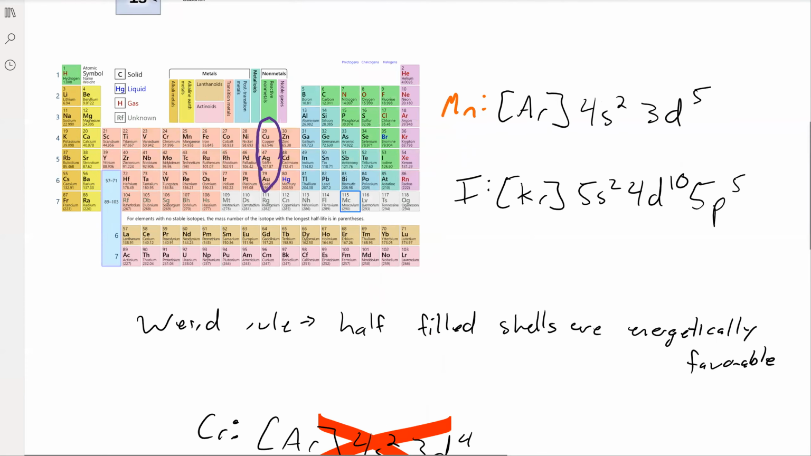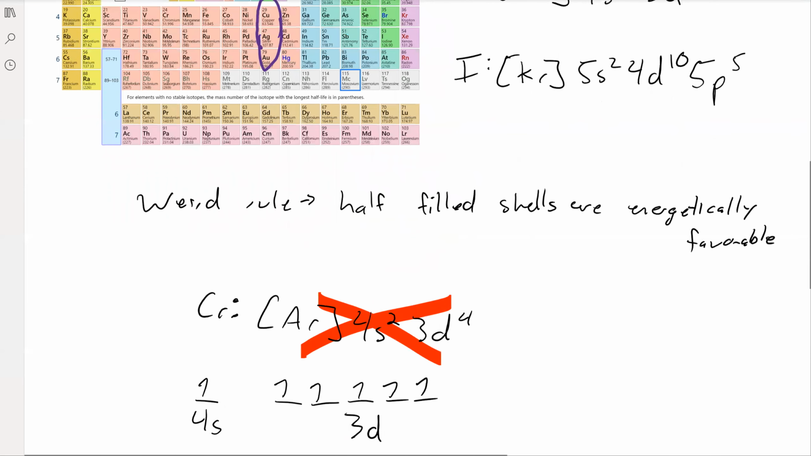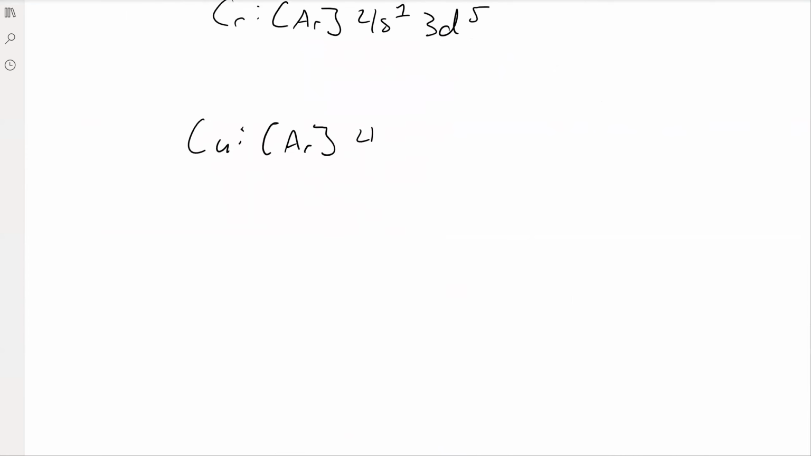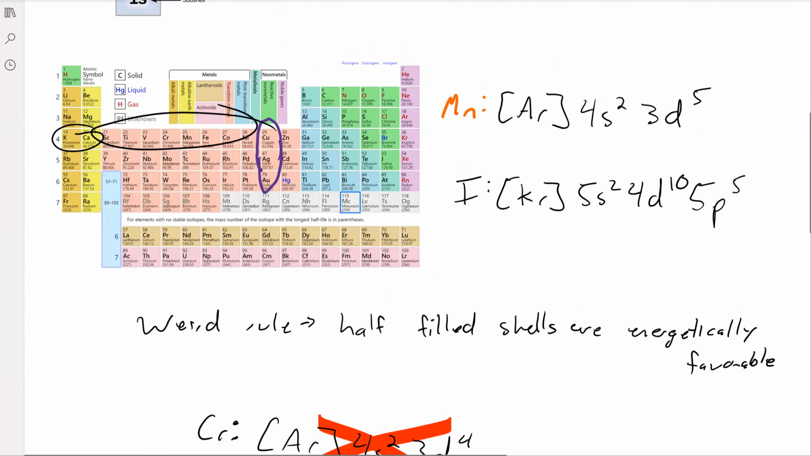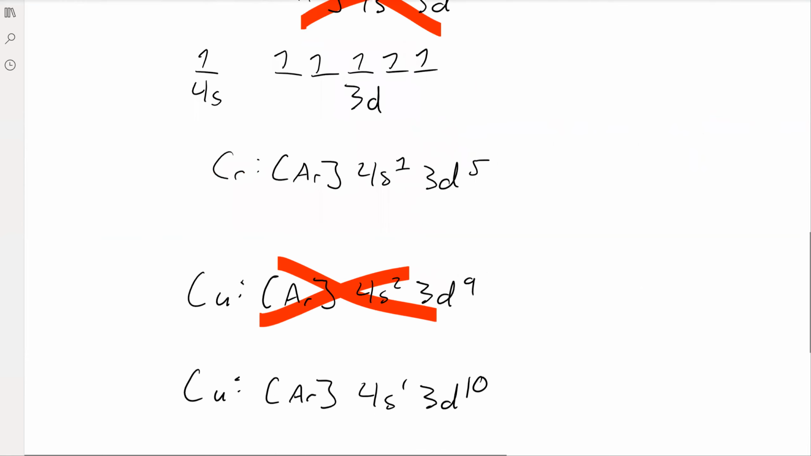So the noble gas above copper is argon. And then you'd think it'd be 4s2, 3d9. But it's not, because we can make that 4s shell half filled and the other d shell completely filled. So instead it is 4s1, 3d10. So when you have 4 d electrons or 9 d electrons, one of the s electrons will jump into the d shell. So that's just something you have to memorize. Of course, if you don't believe me, you can check out ptable.com.